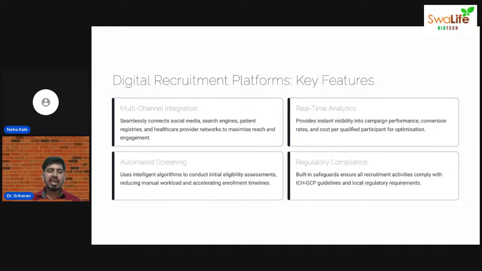Automated screening using AI algorithms, an AI chatbot, an AI bot. We can get the patient pre-clinically by using the automatic screening.